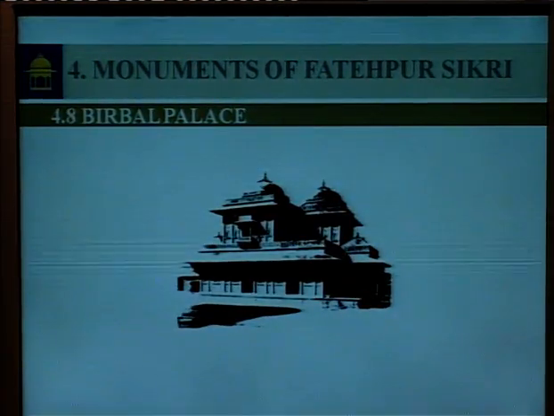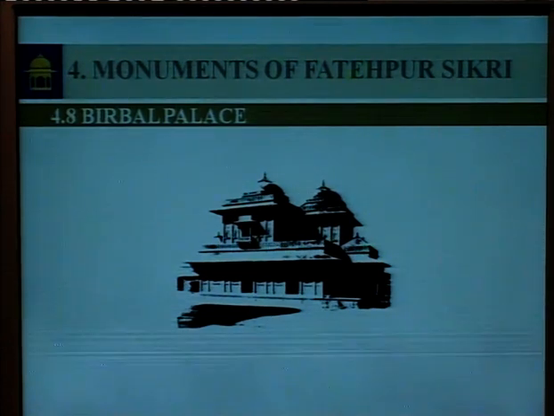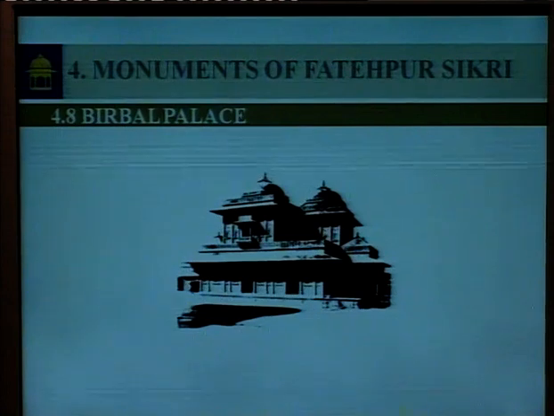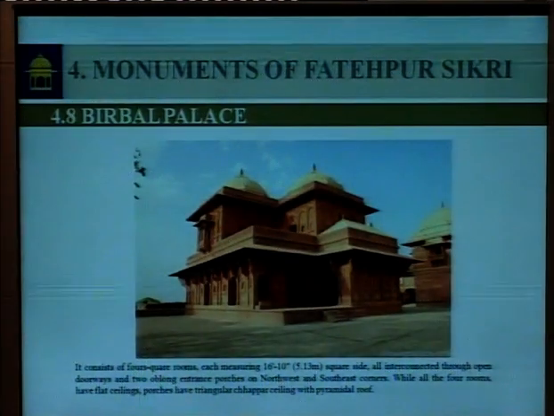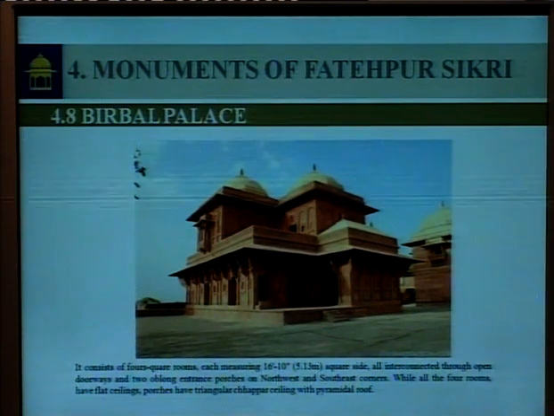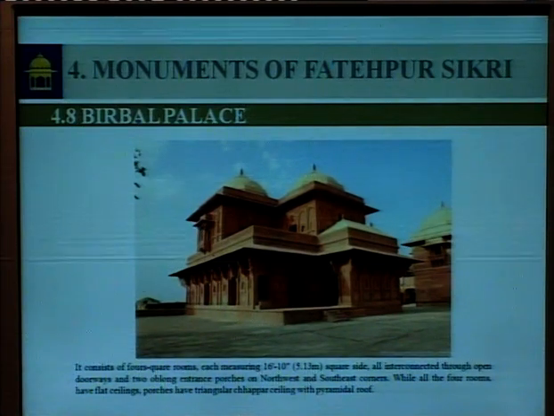Let's talk of one or two more buildings before we conclude. We have one of his favorite and very trusted generals, Birbal. Now Birbal also has a house in this complex at Fatehpur Sikri. This is the house. It consists of 4 square rooms, each measuring about 16 or 17 feet square, all interconnected through open doorways and 2 oblong entrance porches on northwest and southwest.